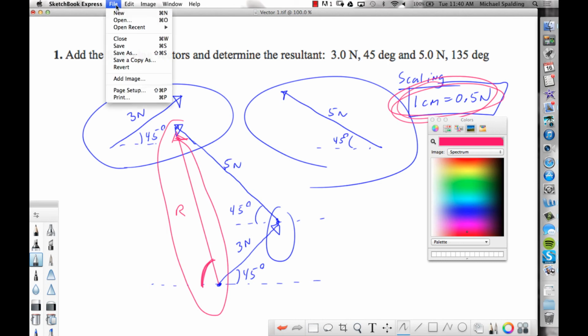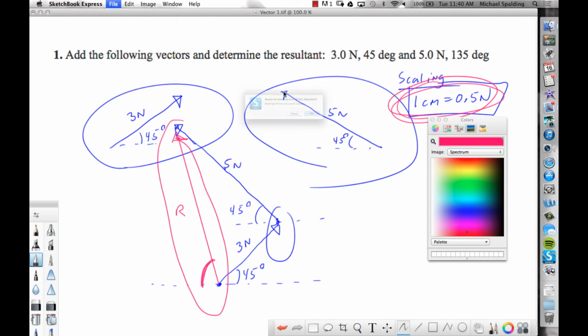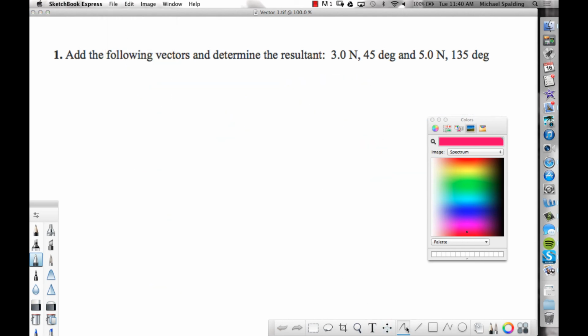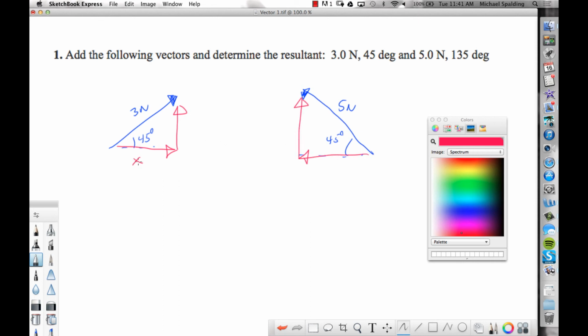Now, mathematical, let's just talk about how you do mathematical. I promise I'm almost done. How do you do mathematical? Okay, look, we've got 2 vectors that we're adding. The first is 3 newtons at a 45-degree angle, and the second we're adding is 5 newtons at a 45-degree angle. The first thing you have to do for a mathematical solution is figure out your components: X component, Y component, for each. So figure out your X components, your Y components.